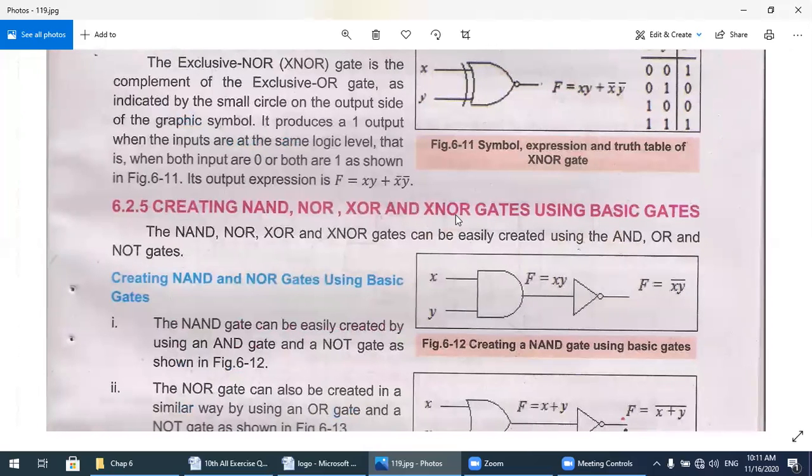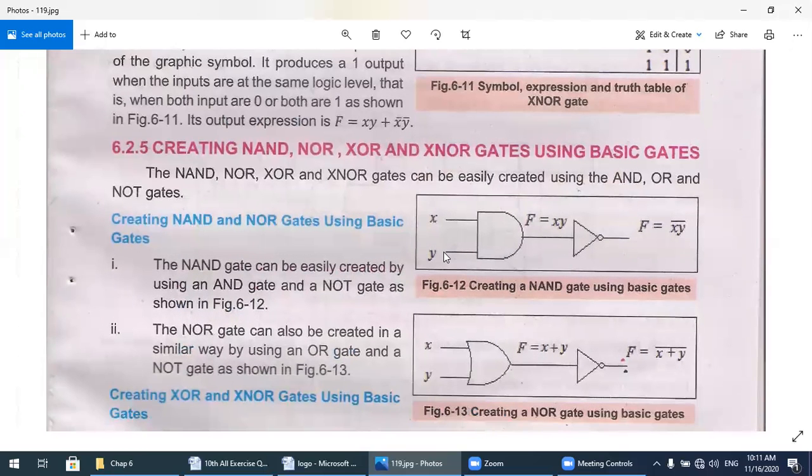Creating: how to create NAND, NOR, exclusive OR and exclusive NOR gates using the basic gates. How many basic gates are there? There are three basic gates, and now we are going to create these gates from them: AND, OR and NOT. So these are the three basic gates.